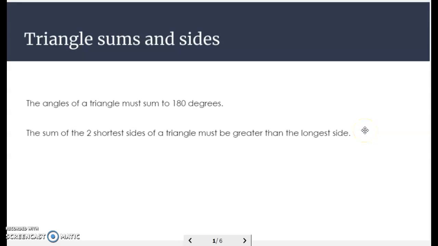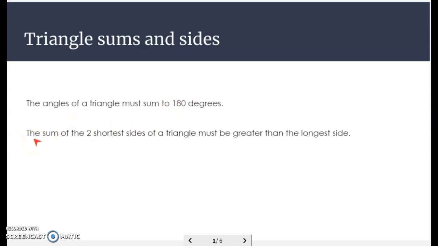Welcome back, everybody. In this video we're going to talk about whether or not triangles can exist given two criteria. Understanding that angles of a triangle must add up to 180 degrees. They must sum to 180 degrees.